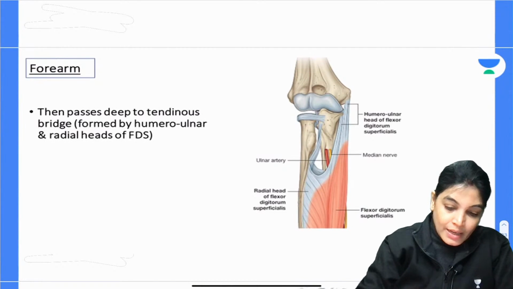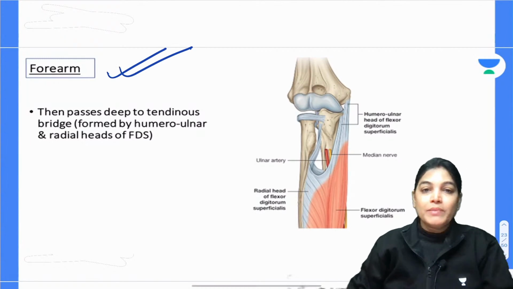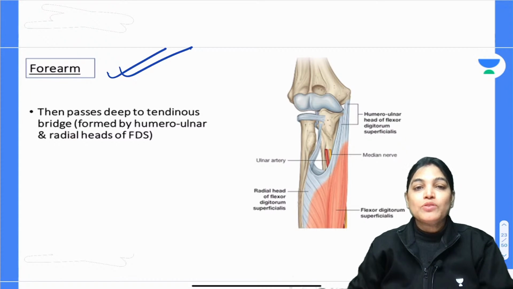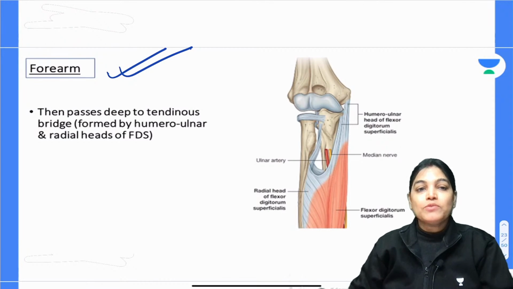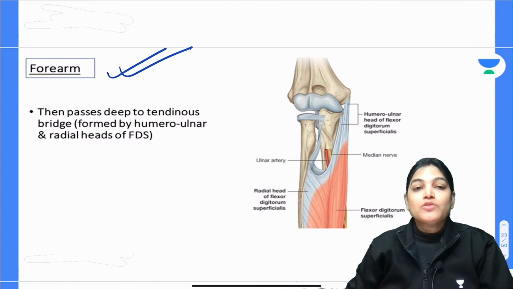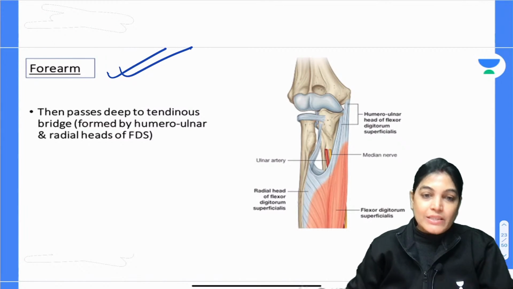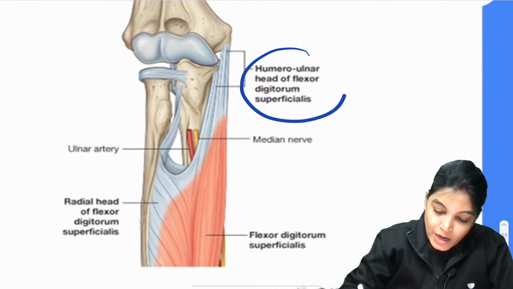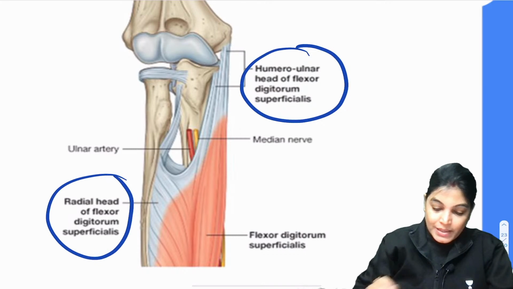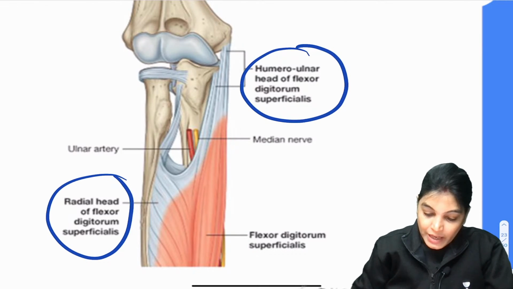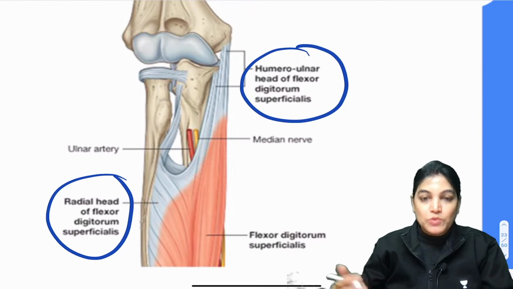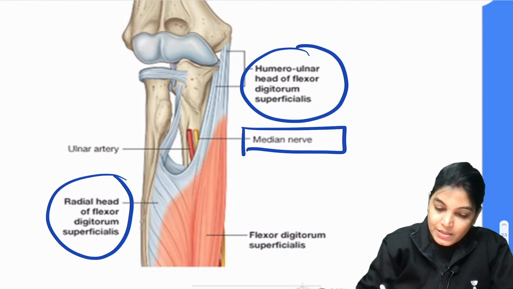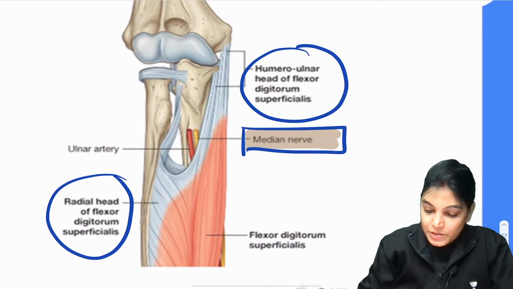When you see the course of median nerve in the forearm, it is passing deep to the tendinous arch. It is actually passing between the two heads. It is passing deep to the tendinous bridge, which is formed by the humero-ulnar and radial head of flexor digitorum superficialis muscle. So if you see, I am highlighting this diagram. This is the humero-ulnar head and this is the radial head of flexor digitorum superficialis, and in between and just passing deep to it is the median nerve. This is the course where you can see the median nerve is coursing.